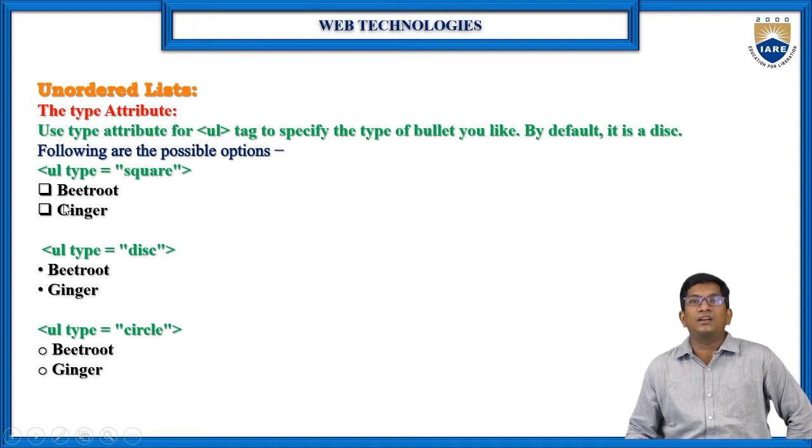When you use an unordered list, it will display either square, disk, or circle. If you want to display the disk, then you have to use UL type is equal to disk. If you want to display the list of items as circles, it's type is equal to circle.